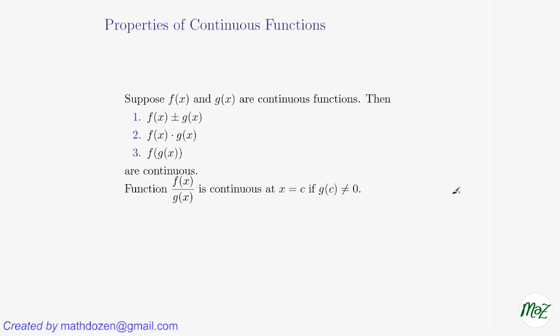Now let's talk about some properties of continuous functions. If we know that f and g are continuous, then it is known that their sum or difference will be continuous, their product will be continuous, and their composition will be continuous as well. And then the quotient of f of x over g of x will be continuous at a point if the denominator is not zero, if g of c is not zero.